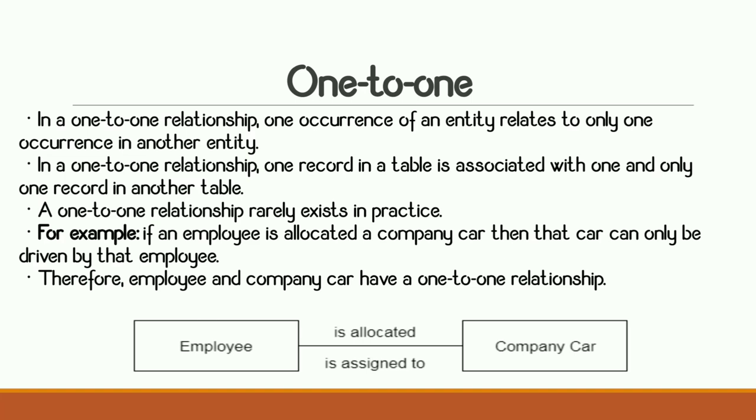For example, if an employee is allocated a company car, then that car can only be driven by that employee. Therefore, employee and company car have a one to one relationship. There are two entities, employee and company car. The employee is allocated a car given by the company, and if the company assigns a car to the employee, then only that employee will be driving that car. So this is called a one to one relationship.